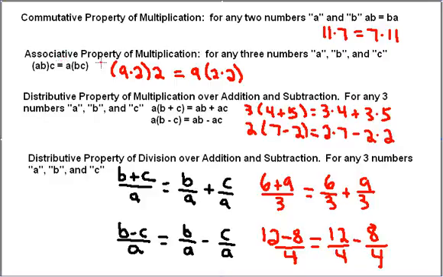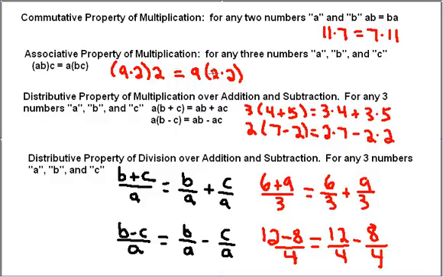You also have an associative property of multiplication. And what this property says is that for any three numbers that you have, a, b, and c, parentheses a times b, parentheses times c is going to equal the same thing as a times the parentheses b times c. And an example of that would be parentheses 9 times 2, parentheses times 2 equals 9 times parentheses 2 times 2. Well, what is 9 times 2? It's 18. 18 times 2 is 36.